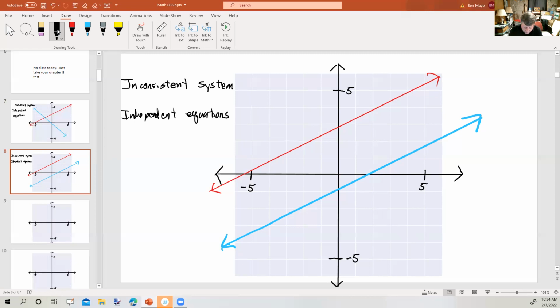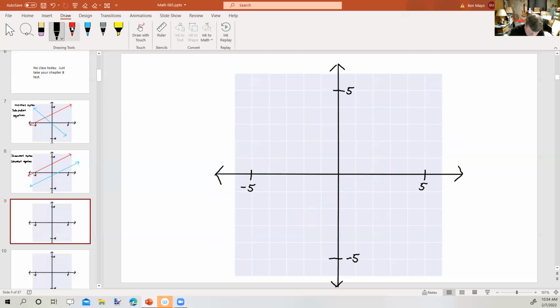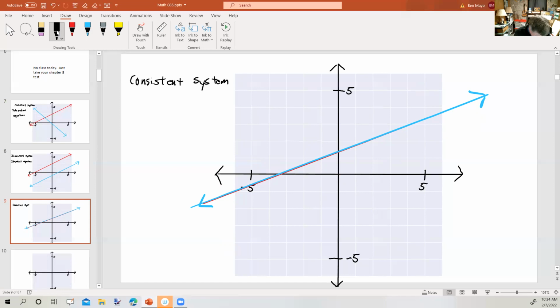A final and third possibility is where we have two equations, but they are in fact the same line. We just have different versions of the equation. This is known as a consistent system, but the equations are dependent equations. That is to say, they're dependent on one another.